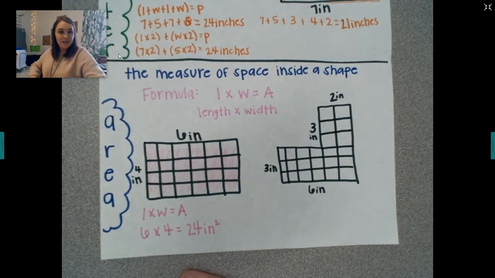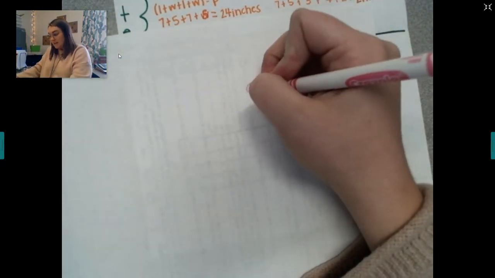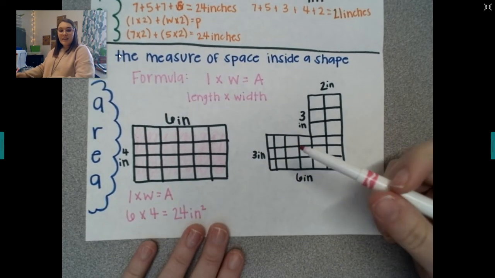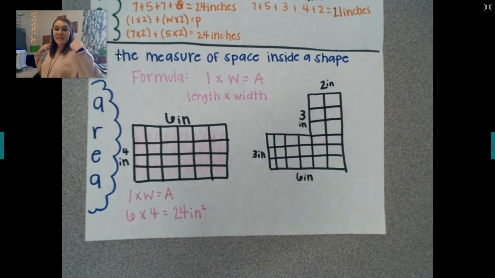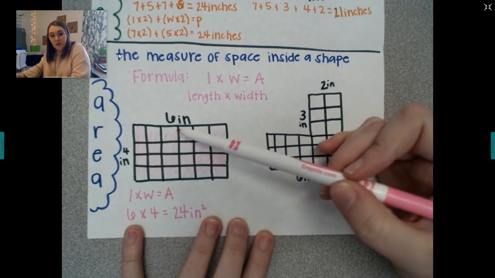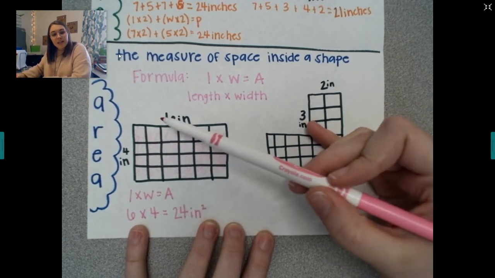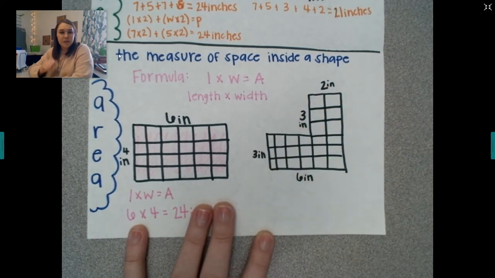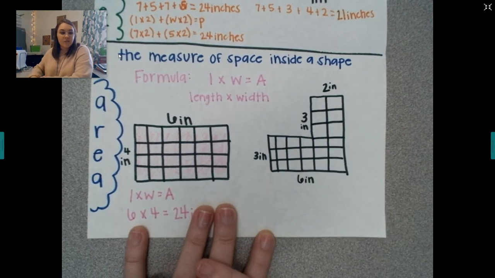Do y'all know what this is like? An array. Do y'all remember learning about arrays? Finding the area is very similar to an array. If you remember those, you should be good. So for area, if it's on graph paper, you can count all of those squares, or you can just easily do length times width. I'm going to skip this L-shaped one because we're going to learn about it next week, and I don't want to confuse you. So let's do some practice with finding the area.